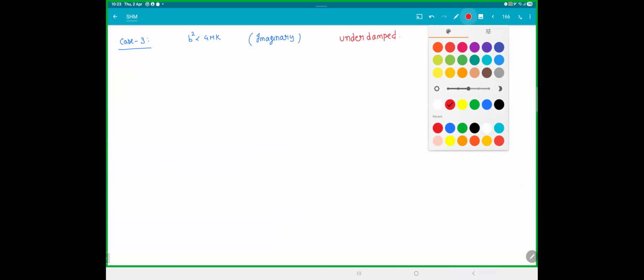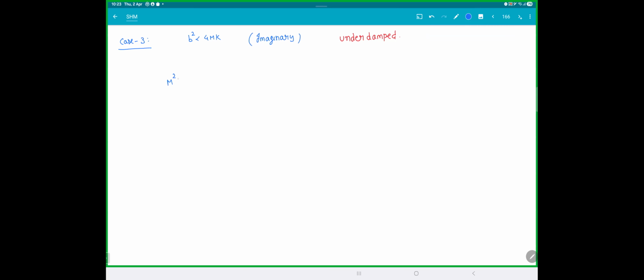So what happens in this case? So m d square x by dt square plus b dx by dt plus kx is equal to 0. For this, the solution is x is equal to A e power minus bt by 2m sine omega dash t plus phi. So this will be an exponential thing with a sine function beside.